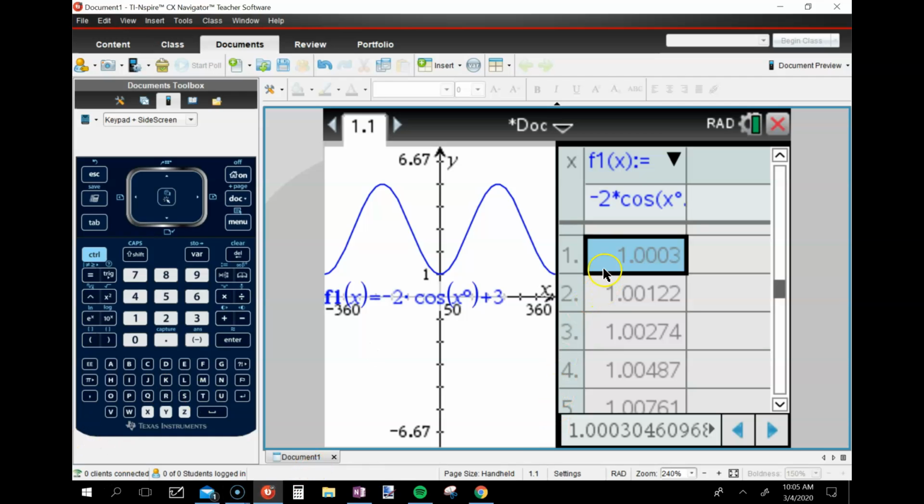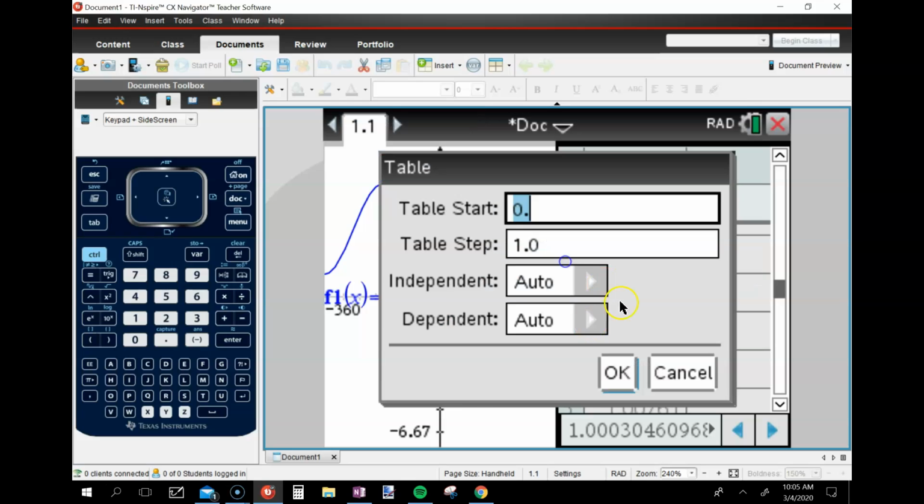It goes by, these are jumping by ones. Do I want to graph every 1 degree? No, I want to graph every 90 degrees. Why every 90 degrees? Because that's what the jumps are in the unit circle, right? So now what am I going to do? To change that, I go to menu, and I go to table, and I go to edit table settings. I want to jump by 90 degrees each time, right?